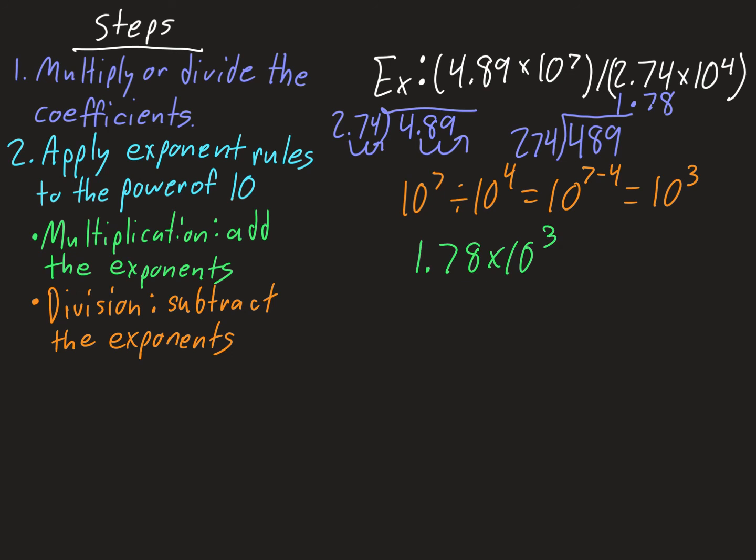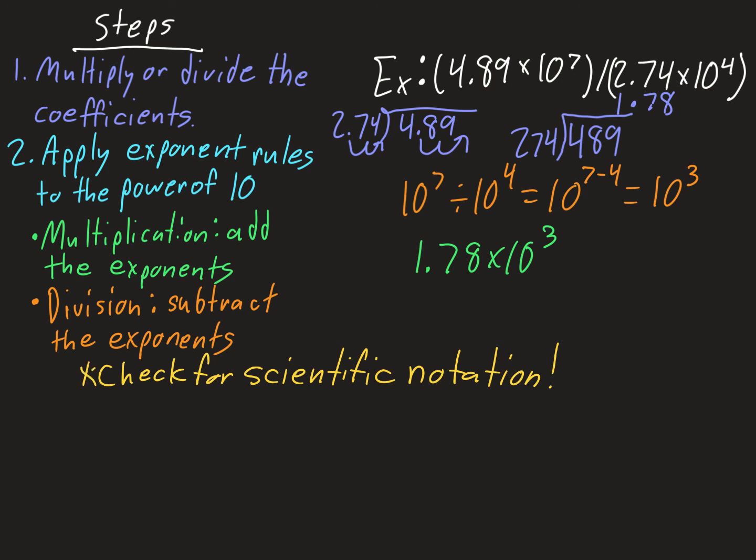I would like to add on one little extra step, and that's to make sure you are in proper scientific notation, because sometimes your denominator will be bigger than your numerator and you'll get a decimal, in which case you would have to change your answer to proper scientific. When you're multiplying, if the product of the coefficients is 10 or larger, you will have to convert to proper scientific as well.